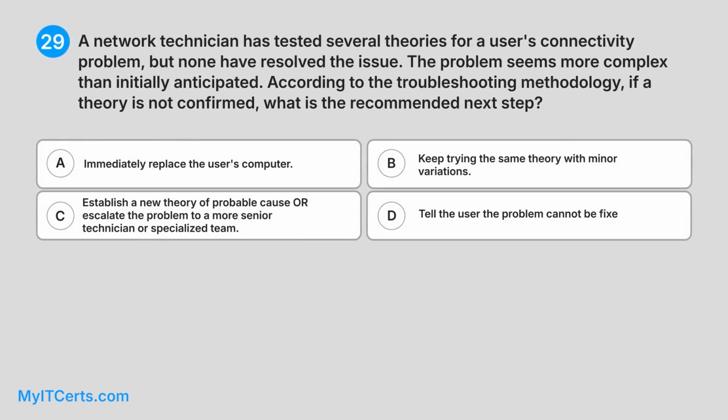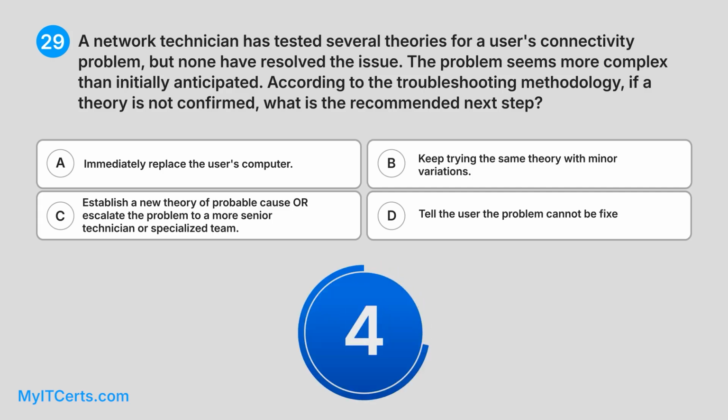29. A network technician has tested several theories for a user's connectivity problem, but none have resolved the issue. The problem seems more complex than initially anticipated. According to the troubleshooting methodology, if a theory is not confirmed, what is the recommended next step? A. Immediately replace the user's computer. B. Keep trying the same theory with minor variations. C. Establish a new theory of probable cause, or escalate the problem to a more senior technician or specialized team. D. Tell the user the problem cannot be fixed. What do you think is the answer?